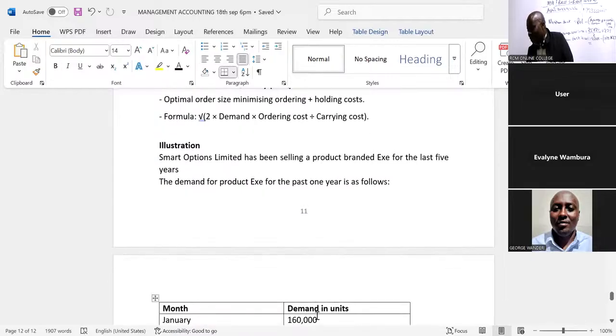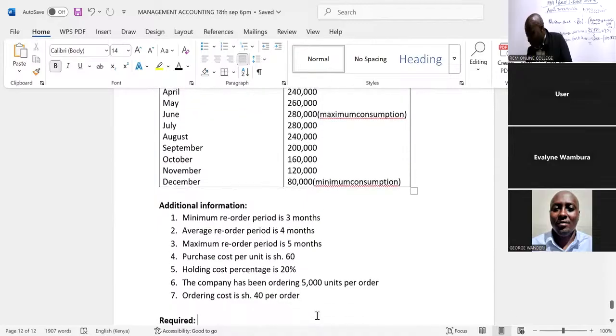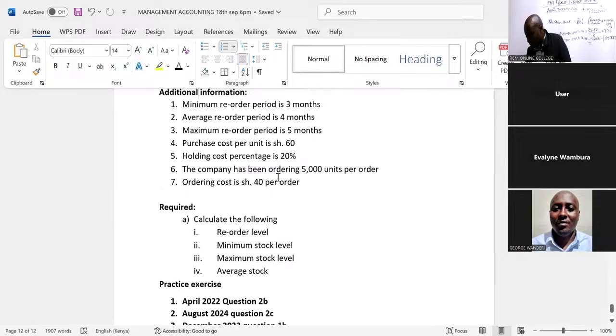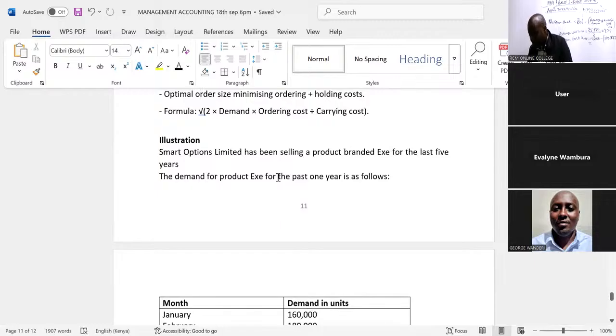So we start straight away by looking at an illustration, and this class is going to be the best, because after that we have 4 practice questions from our past papers, and then we call it a day. It is as simple as that. We start with the first one, which is not a past paper question, but a very good illustration question, called Smart Options.